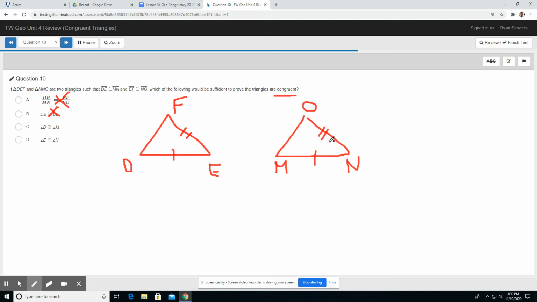That would be ASS. Nope, that's not one of them. And then angle E is the same as angle N. So by side, angle, side, we have the match. So yes, it is that one.